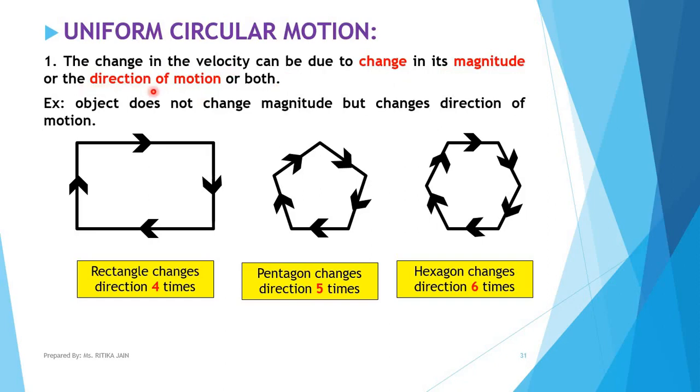So by changing the magnitude, the velocity can be changed. Second, by changing the direction of motion, means earlier, at 90 km per hour, the object is heading towards north, then it takes a U-turn and again heads towards the south with the same magnitude. So direction is changed, which will further change velocity.